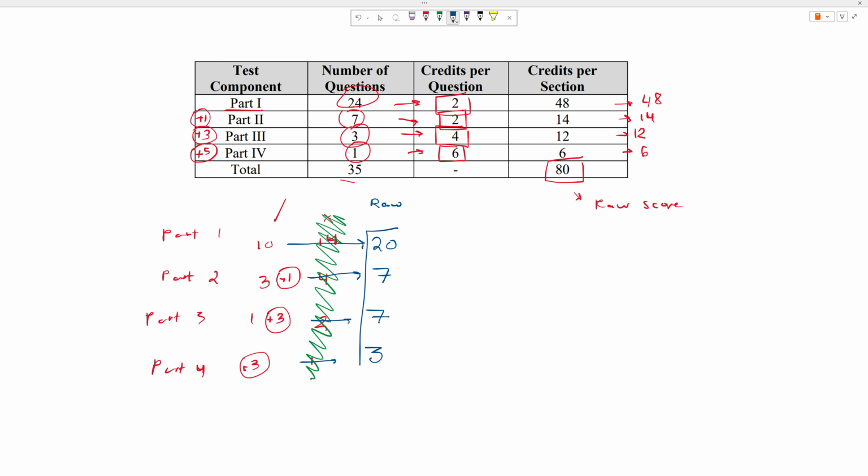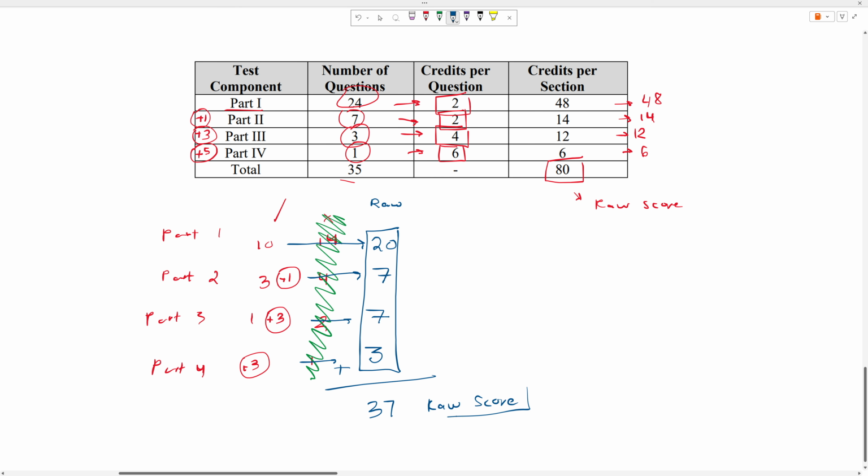Now, your scores per each section are then added up. Okay, so they do 20 plus 7 plus 7 plus 3. And so what does that get us? 20 plus 7 plus 7 plus 3 is 37. So this is now your raw score that you got on this Regents exam. Now, if we look at it, you got 37 points out of a total of 80, right? So 37 over 80 is about a 46% on this exam.